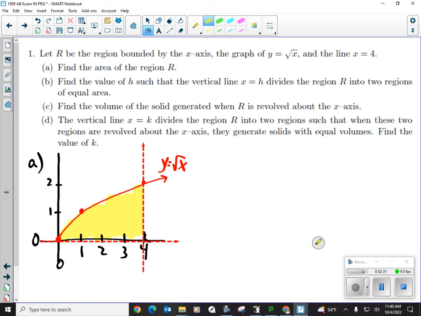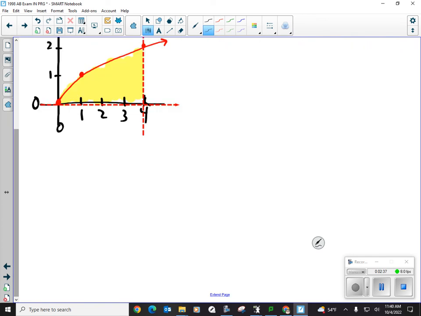Area under the curve is integration. So the first thing I'm going to do is integrate. I'm going to integrate from 0 to 4 the square root of x dx.